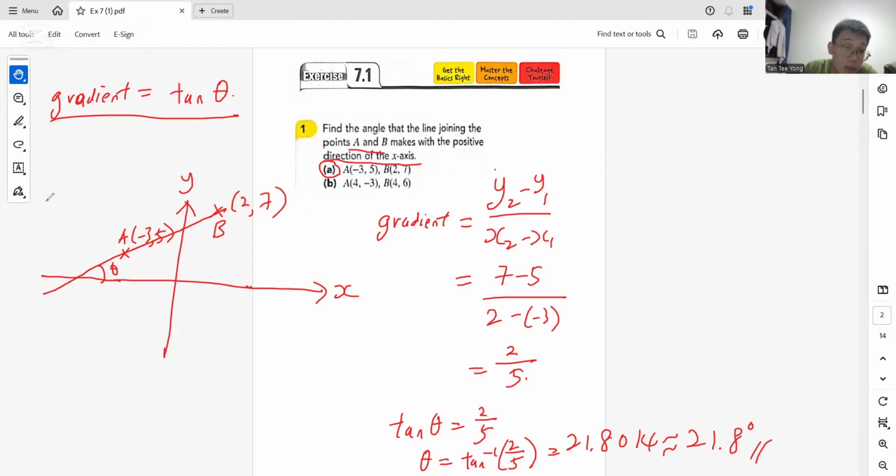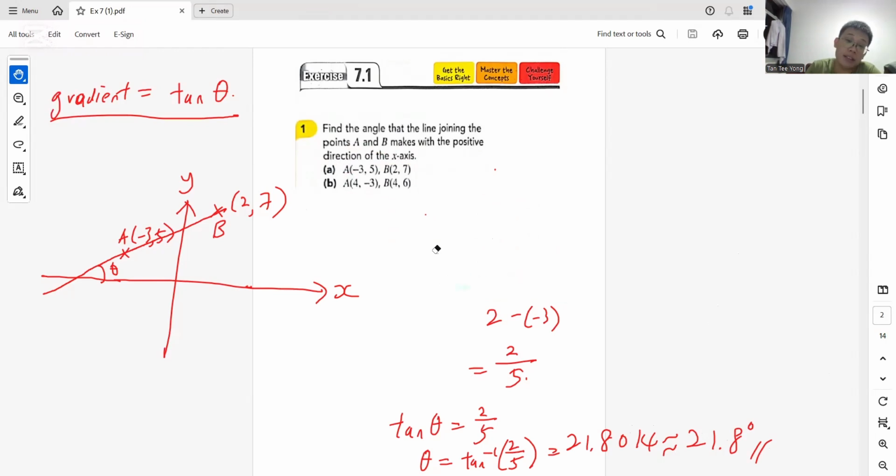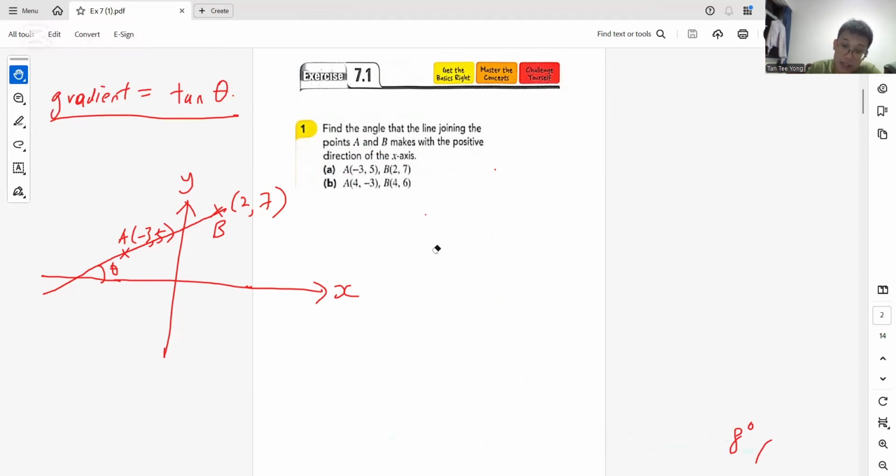Now let's move on to part B. For part B, I'm going to do the same thing. We will visualize by drawing a sketch of coordinates A and B. For now, A is (4, -3). So I'm just going to draw (4, -3). It should be somewhere probably around here. So this is A, which is (4, -3).